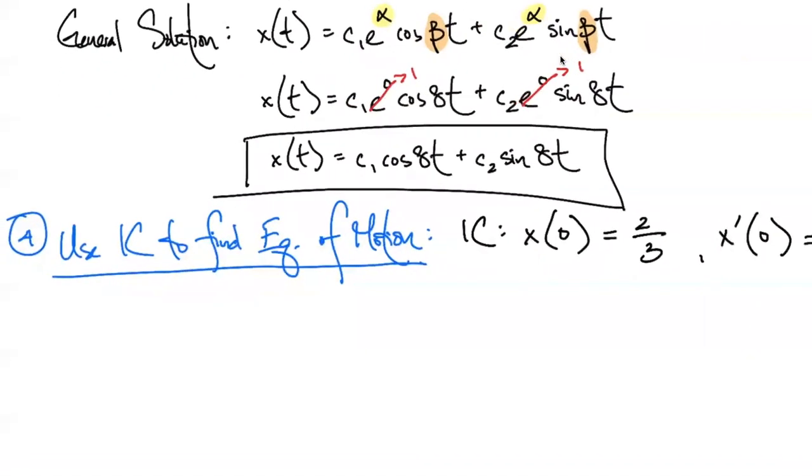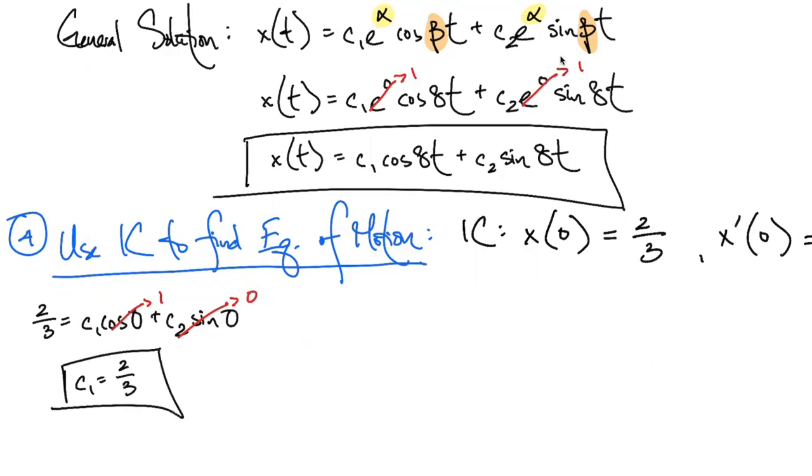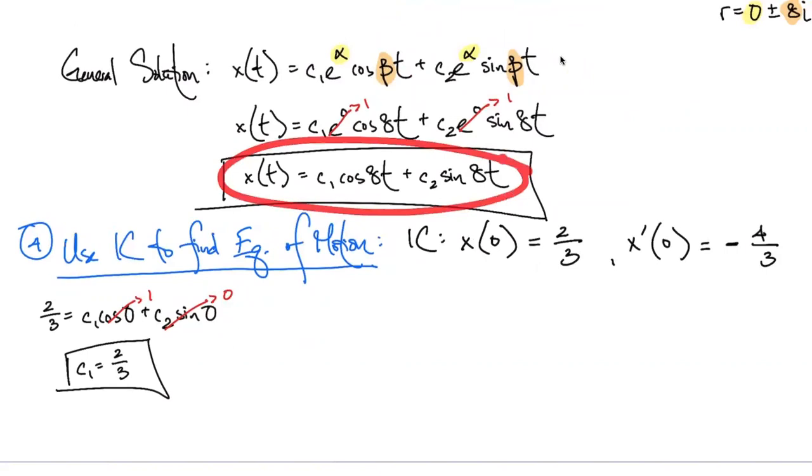Okay. And so if we plug in the first initial condition, I'll get 2/3 equals C1 cosine 0 plus C2 sine 0. And what I can see from here is that knowing my unit circle values is super helpful because sine of 0 goes to 0. So that whole second term goes to 0, but cosine of 0 goes to 1. And so we're able to see from this first initial condition that C sub 1, our first constant, is equal to 2/3. Now we just have to take the derivative of this, plug in the second set of initial conditions and find C2.